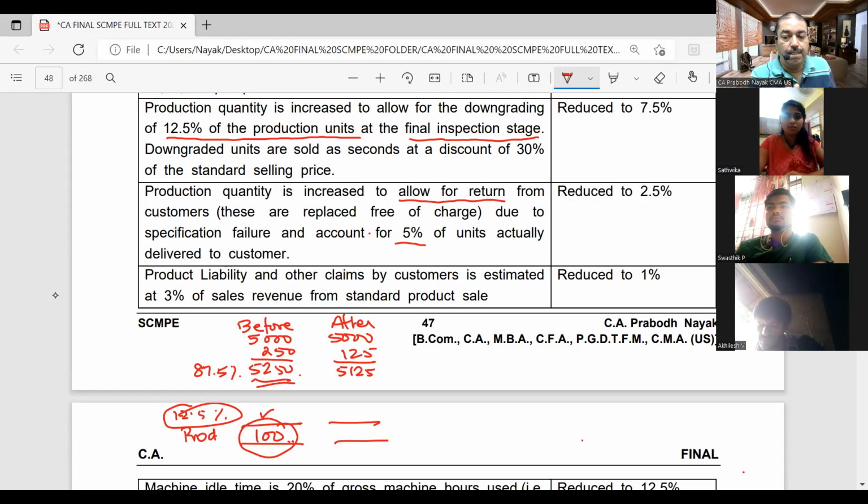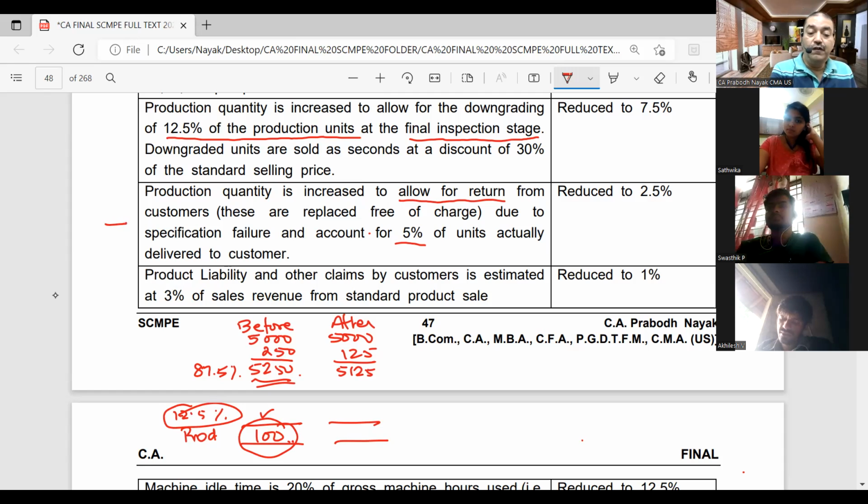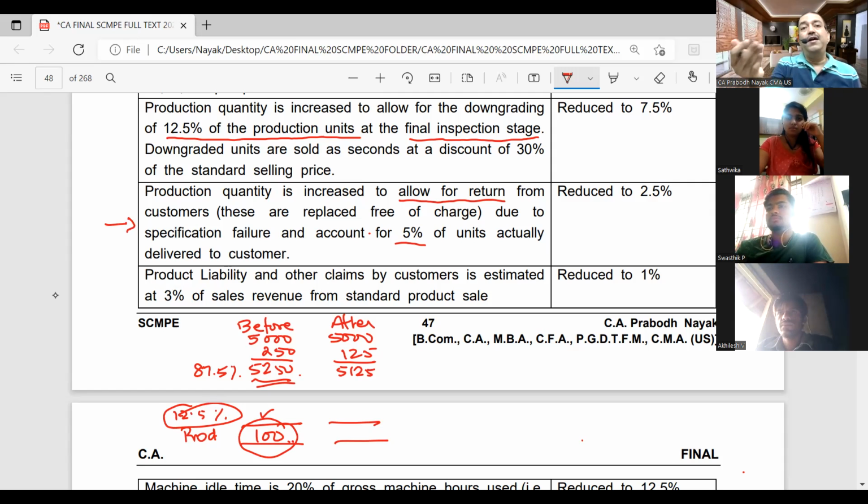Is it clear? Have you understood? Okay. So this is how we have to work it out. Wordings are very important. Production quantity is increased to allow for returns from customers. This relates to sale. How many units are sold? 5,000. How many units are produced? 5,000 plus something, because I have to allow for the return from customers. So 5,250 units are to be produced for sale.